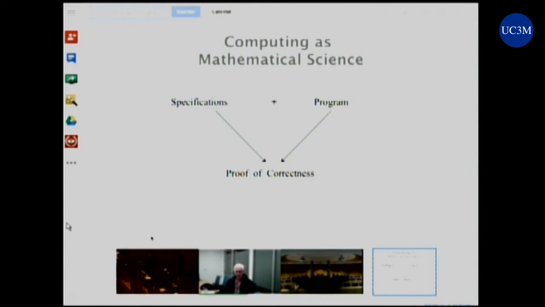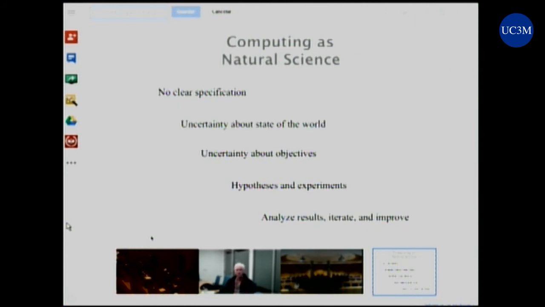But for many of these other types of problems that we're dealing with, like machine translation or recognizing objects in images, there is no one absolutely correct answer. So now we're seeing computing more like a natural science. There's no clear specification. There's uncertainty about the world. There's uncertainty about the objectives, what the right answer is. So instead of proving your answer is correct, you hypothesize. You come up with experiments. You run these experiments over large amounts of data. And then you analyze, iterate, and improve.